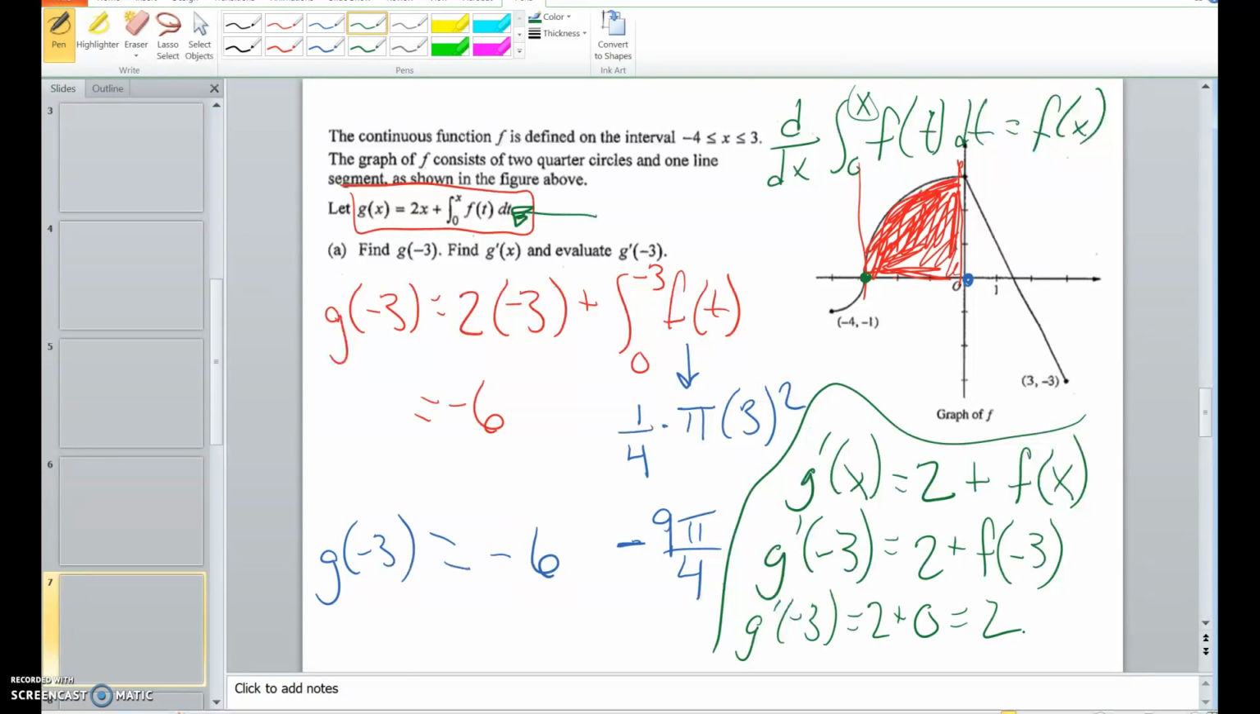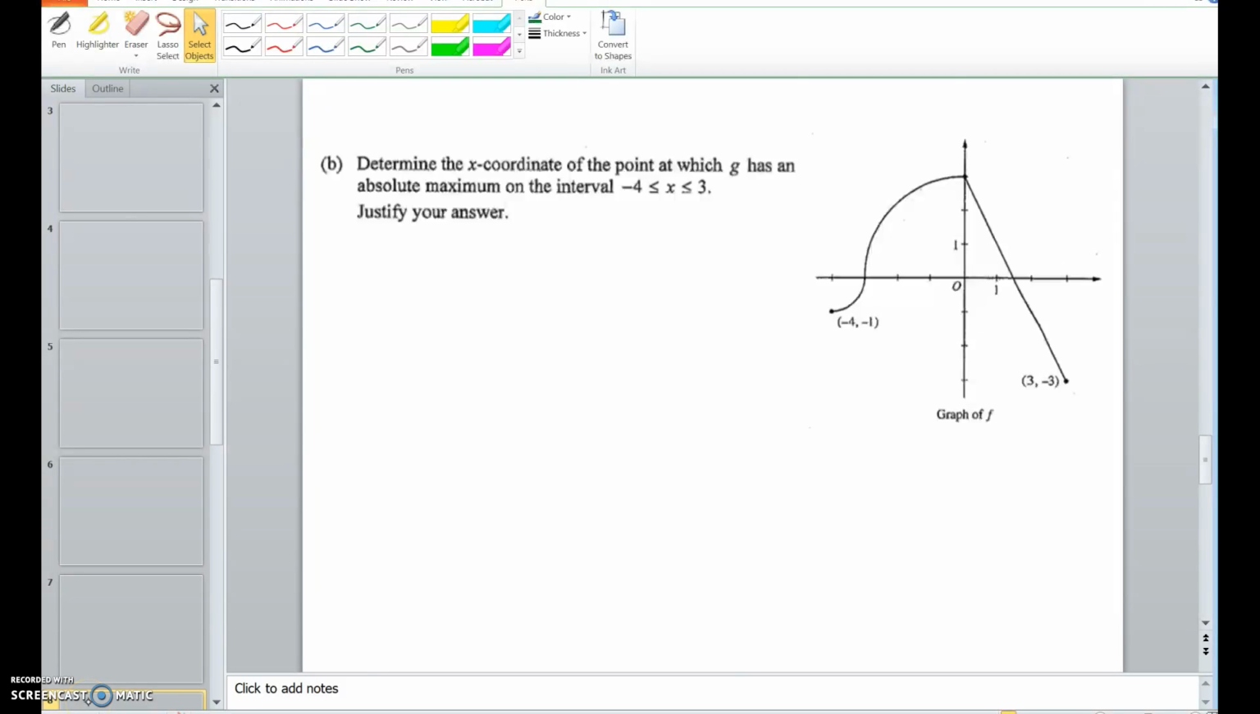Part A is done. Let's take a look at part B. So determine the x-coordinate at the point at which g, so remember g is this antiderivative function, has an absolute maximum on the interval from -4 to 3. Okay, so this is a closed interval problem.